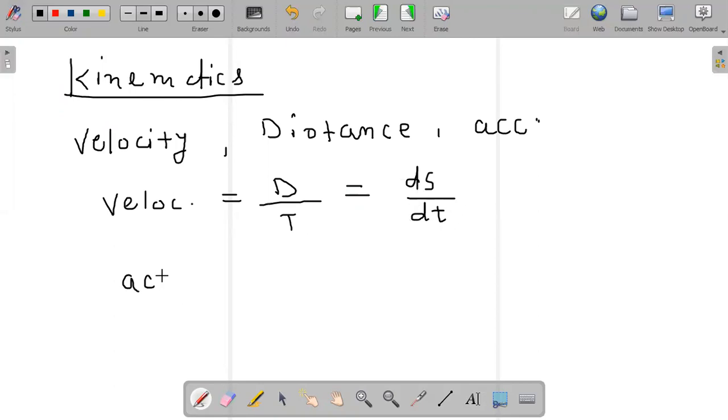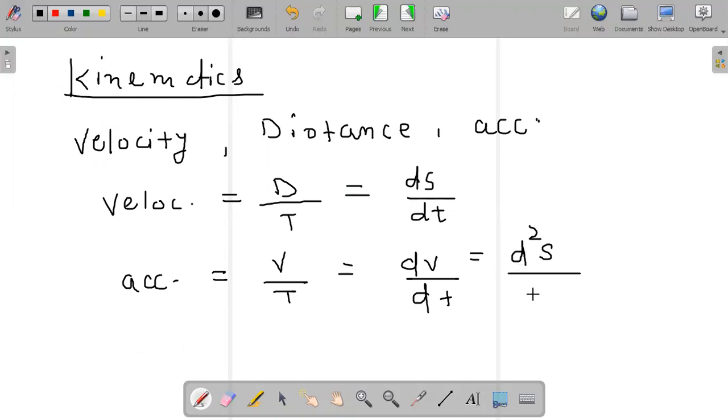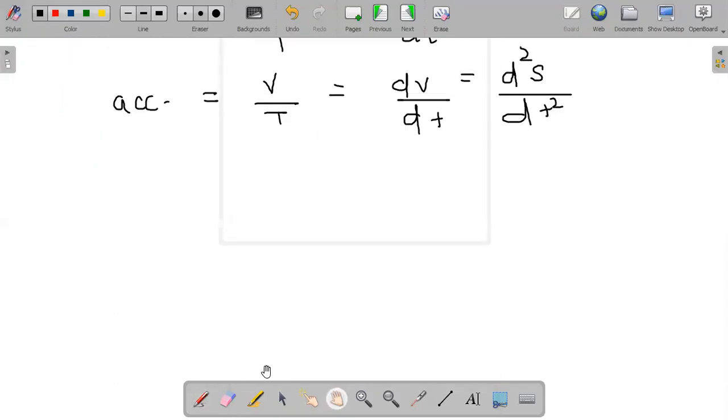And acceleration can be written as change in velocity divided by change in time, or dv by dt, or it can also be written as d square s by dt square. ठीक है, ये बेसिक्स होता है. And acceleration हो गया.